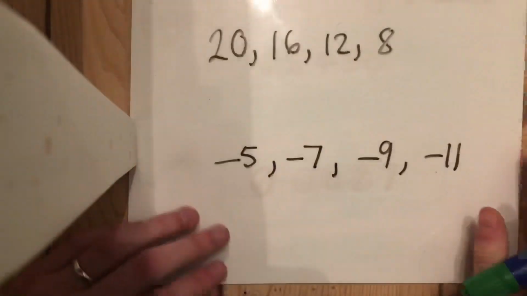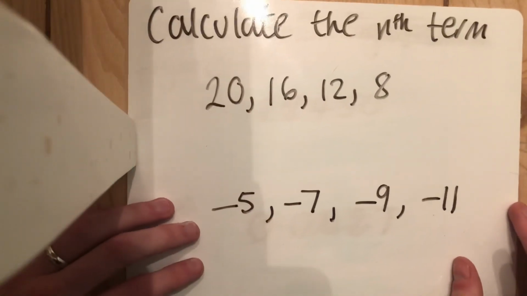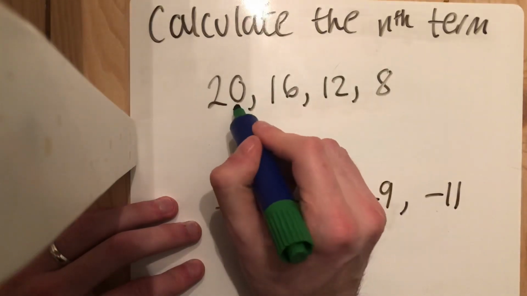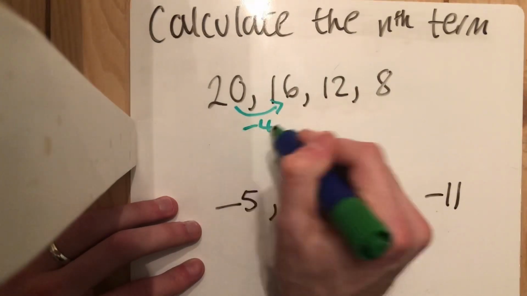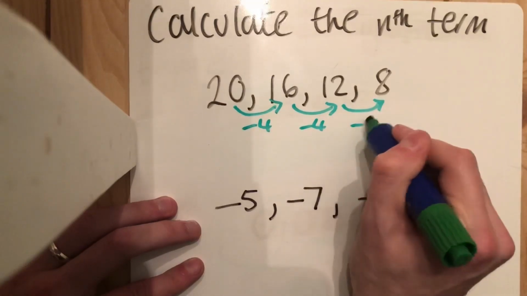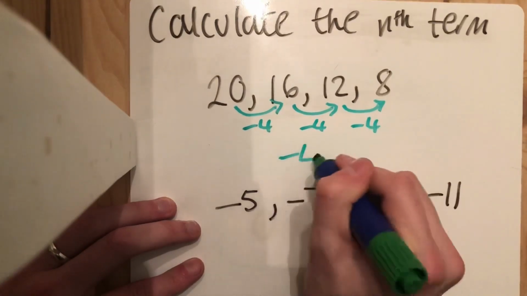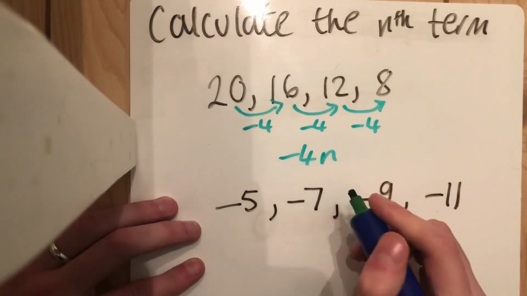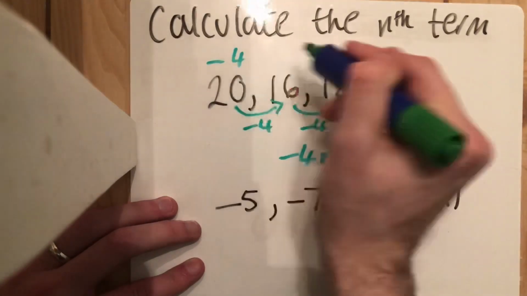Alternatively, you can have a sequence that is going smaller. So to get from 20 to 16, I'm taking 4. From 16 to 12, I'm taking 4. And from 12 to 8, I'm taking 4. So I can write minus 4n. That represents my minus 4 times tables.